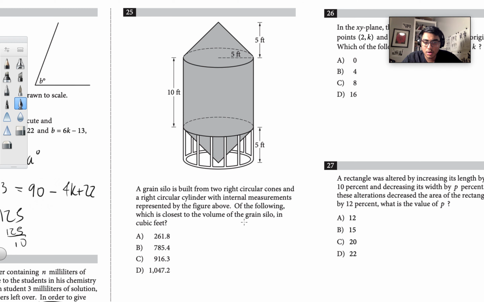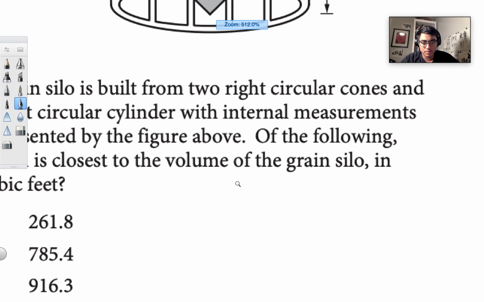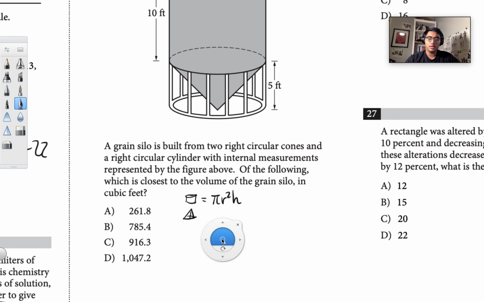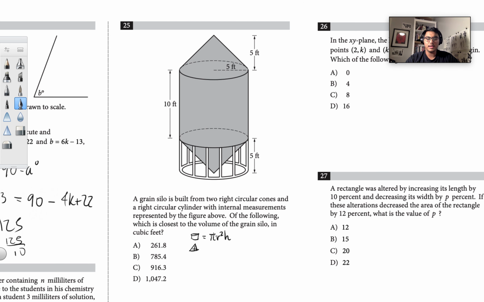All right, so we'd have to know the equation for the volume of a cylinder, and we'd have to know the equation for the volume of a cone. Okay, so let's just write it down. We know the volume of a cylinder is pi r squared h, but the volume of a cone is, I think it's 1/3 pi r squared h. Wait, let me just double check.